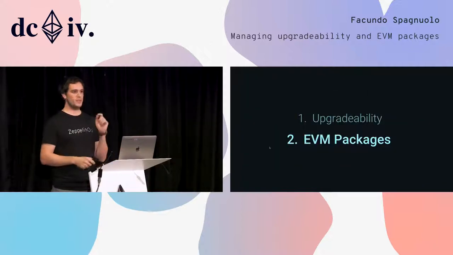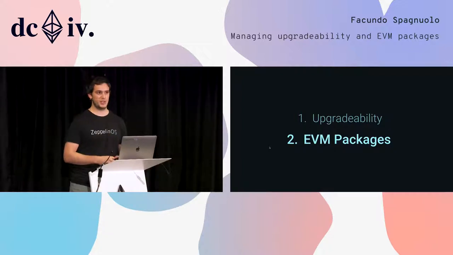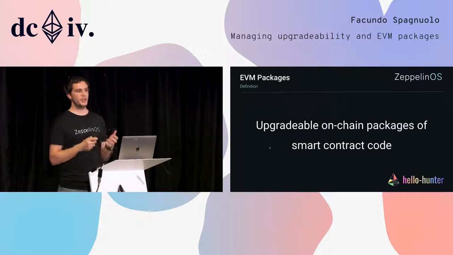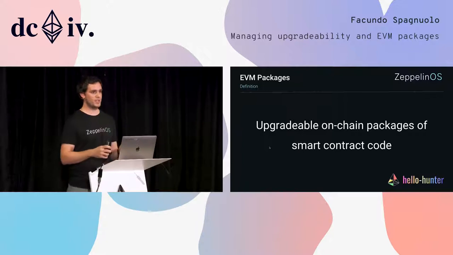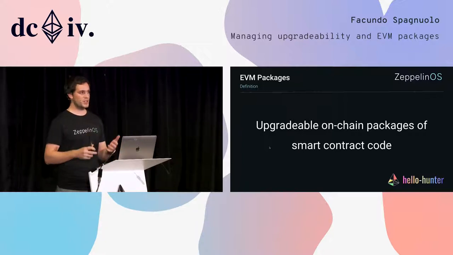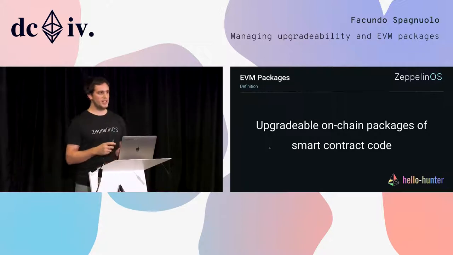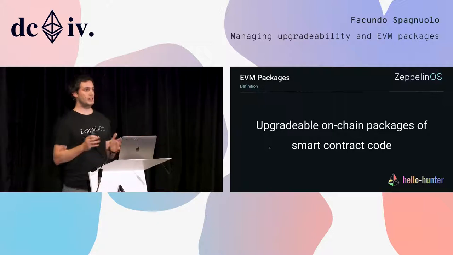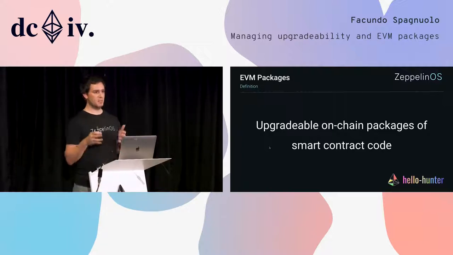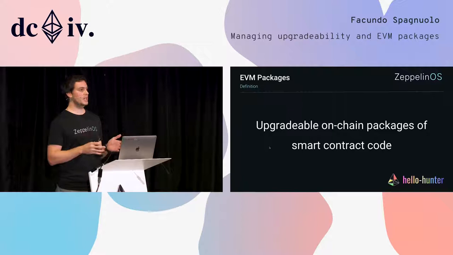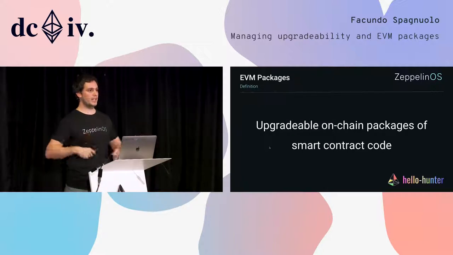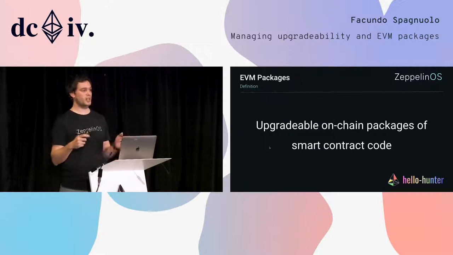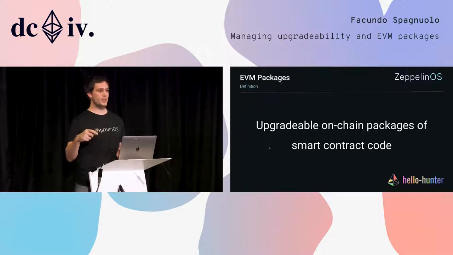So let's move to the second topic, EVM packages. EVM packages, this is a new concept we introduced some weeks ago. EVM packages are upgradeable on-chain packages of smart contract code. And this means code that is already on-chain, deployed by another developer team and maintained by another developer team, that any application can then link directly to in your own projects in order to reuse it directly on-chain.